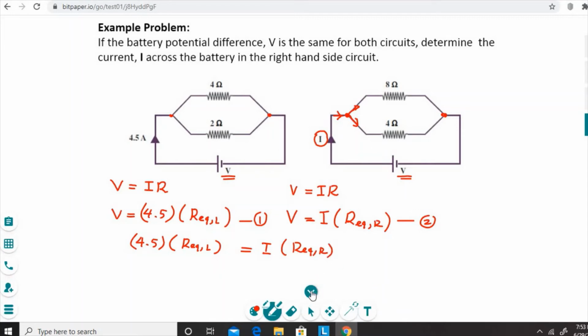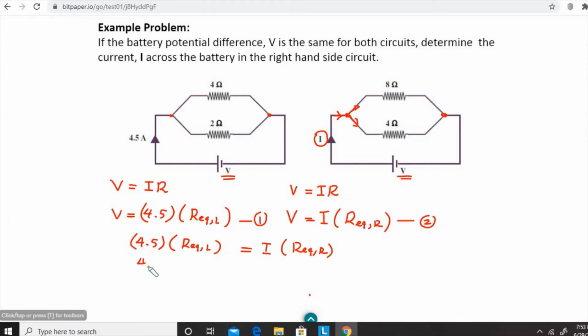Now I need to simplify this further. So you can see 4.5, and how do I find the equivalent resistance when two resistors are in parallel? I mentioned a very quick method to figure that out. You multiply the two resistors together, so 4 times 2, 8, divided by 6.